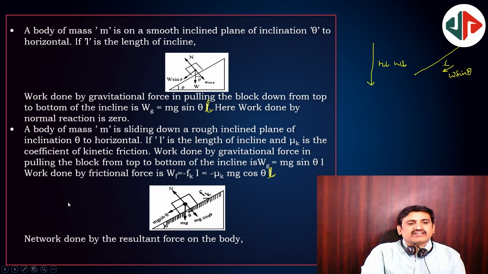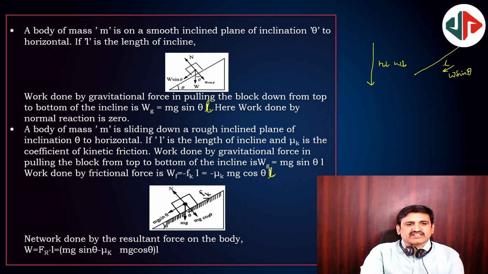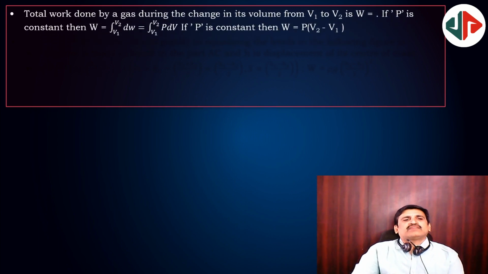Next, net work done by the resultant force if it is moving with frictional force as well as applied force, both. Then mg sin theta minus mu k mg cos theta into L. That is the net work done on dragging a body by the gravity from that position to the ground.